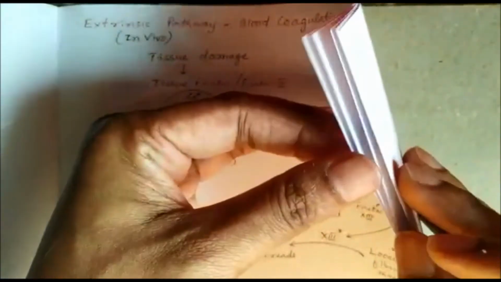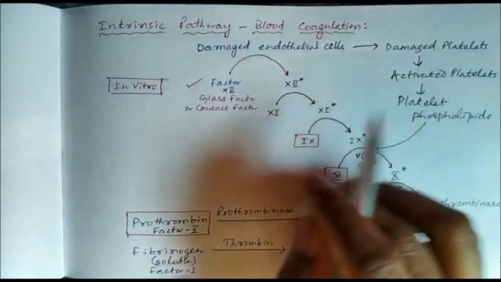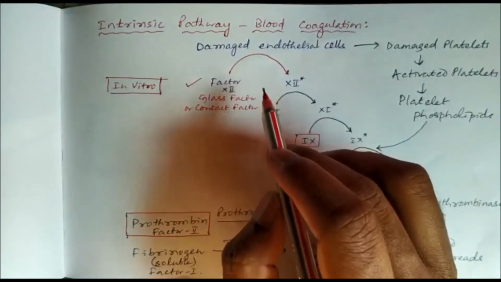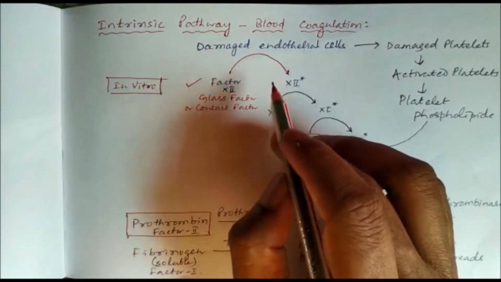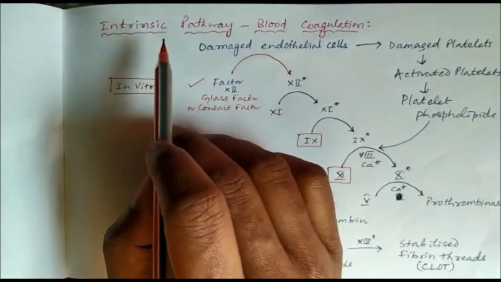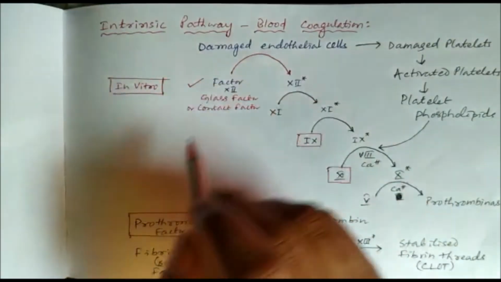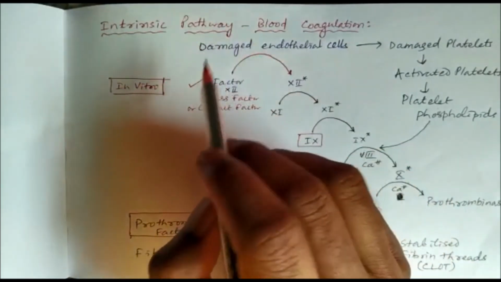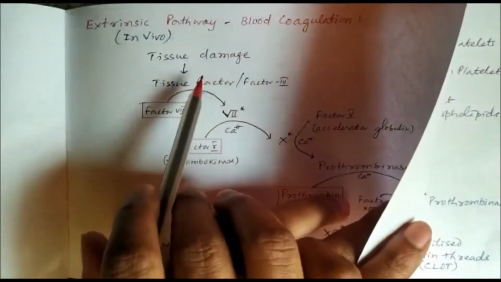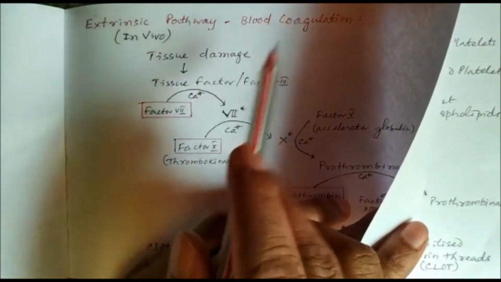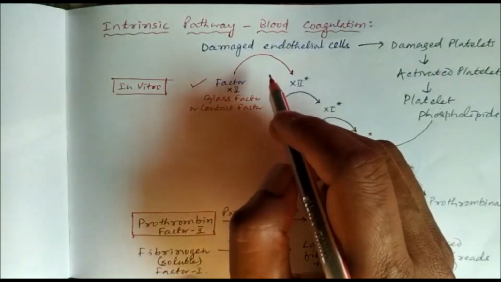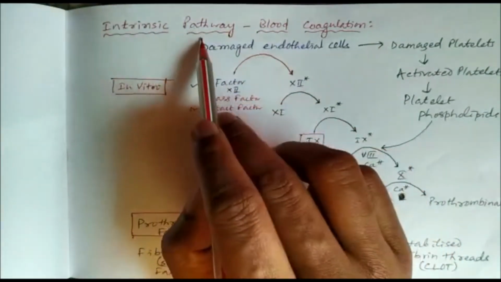And similarly there is the intrinsic pathway, and we call it the intrinsic pathway because the activators are in direct contact with blood. That's why it is called the intrinsic pathway. All these activation factors are present within the blood. In the extrinsic pathway, factor 3 or tissue factor is released from the cells outside the blood vessels where there is tissue damage. But here it is present within the blood, so it is the intrinsic pathway.